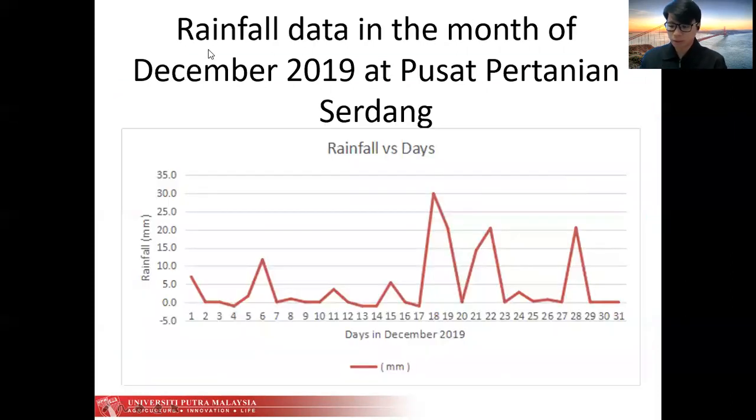Because I did the survey in December 2019, I have to get the rainfall data for December 2019. There was slight rain on the 1st, 5th, 11th, 15th, and 24th of December 2019, moderate rain on 6 December, and heavy rain on 18, 22, and 28 December 2019. I did my survey on 13 December 2019.